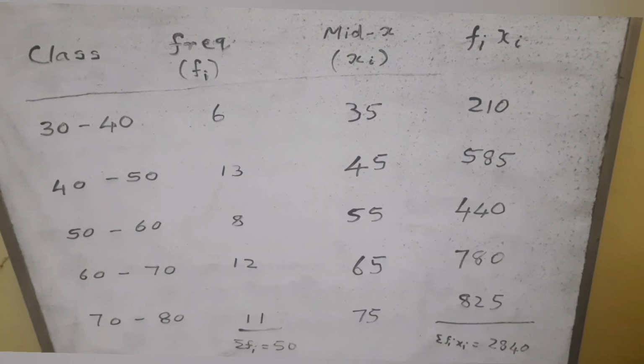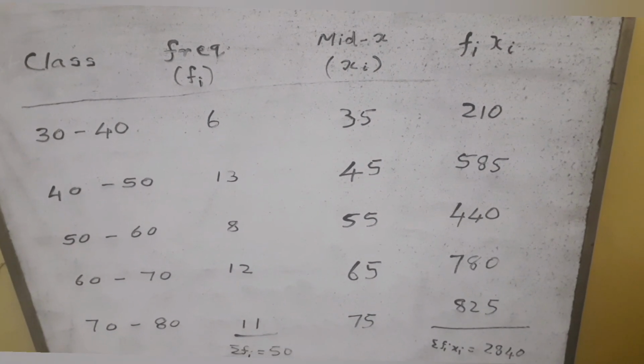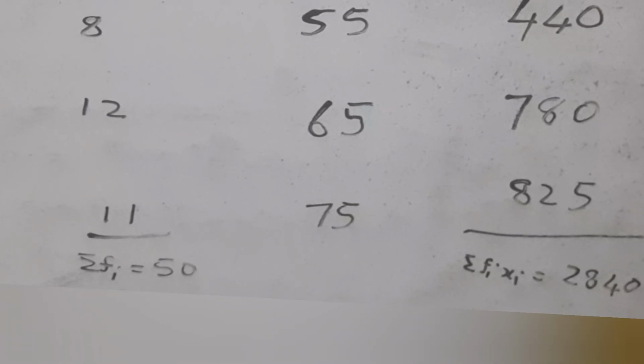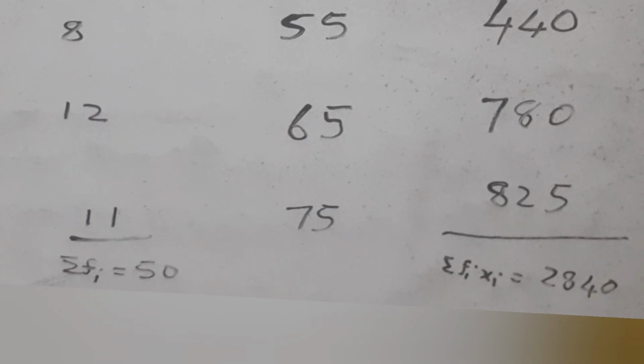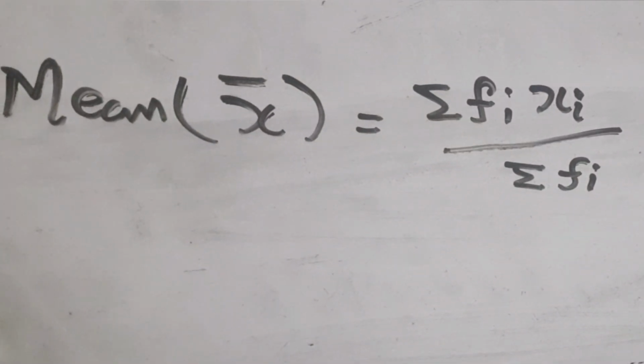Now we find the total frequency, summation fi, and also summation fi into xi. Substitute in the formula for finding the mean using the direct method.